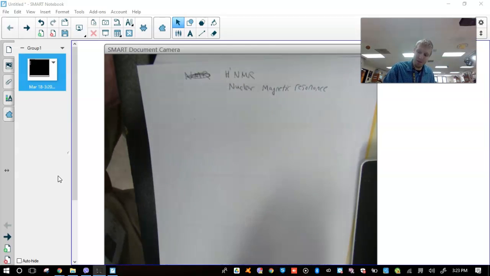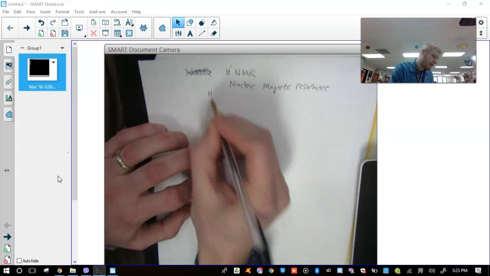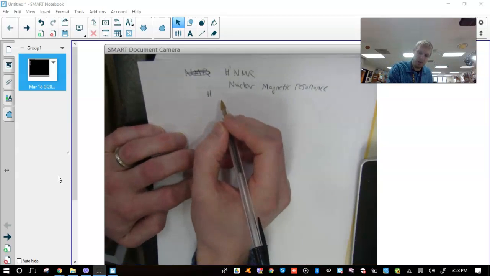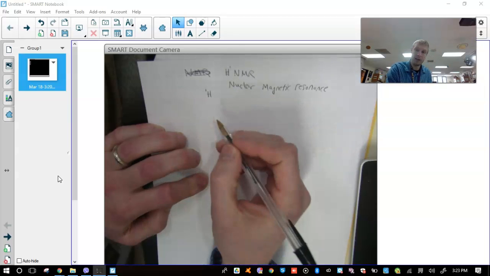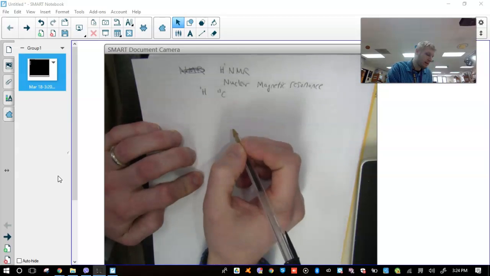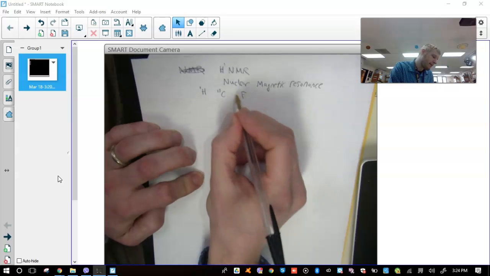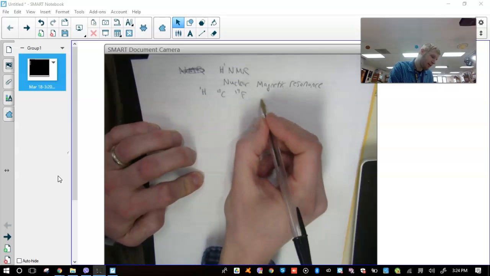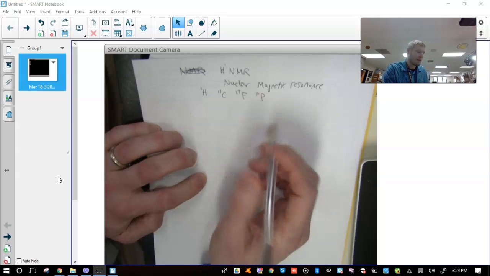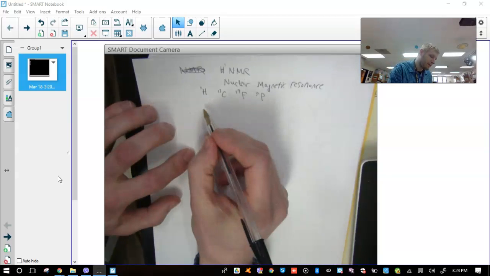IB's not too concerned with the theory, but they do want you to know how to interpret the NMR spectra data. So this only works when the nucleus has an odd number of protons, like hydrogen has 1. You have carbon-13 NMR, which has 13 protons. You've got fluorine-19, and then also phosphorus-31, and there's more. These are the common ones, HNMR being the most common one.